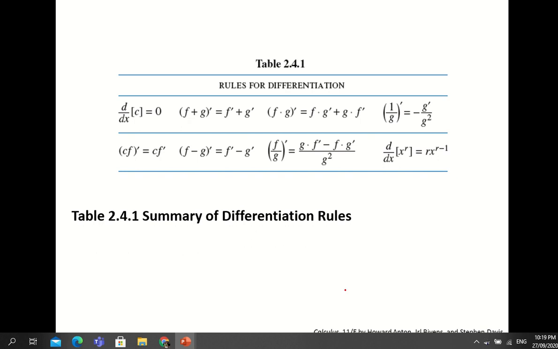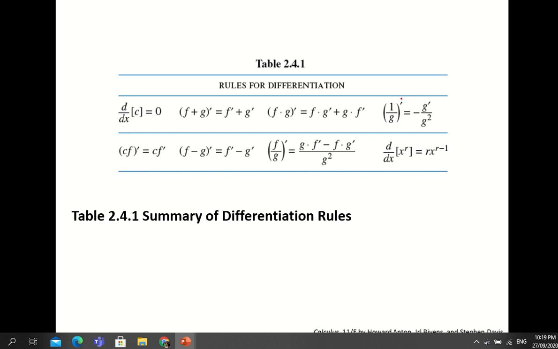Now let us summarize. Let's have this table that summarizes the rules for differentiation. So, the summary of differentiation rules. We have here the derivative of a constant with respect to x equal to 0. Then we have the sum: the derivative of f plus g is equal to f prime plus g prime, and the derivative of the product of f and g is equal to f times g prime plus g times f prime.